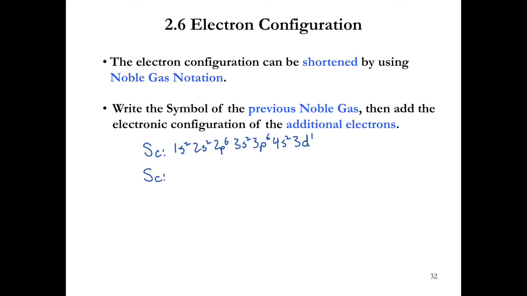So our shorthand version of scandium's electron configuration is to say that scandium has all the same electrons that argon has. And remember that argon has all of these electrons in it. And then after that, we can just write the last row of the configuration ourselves.